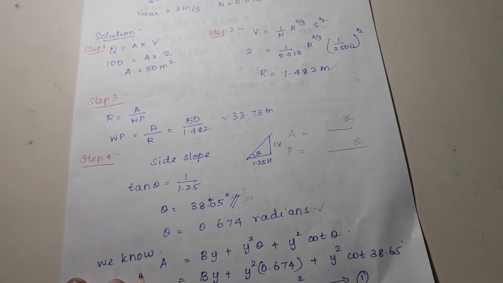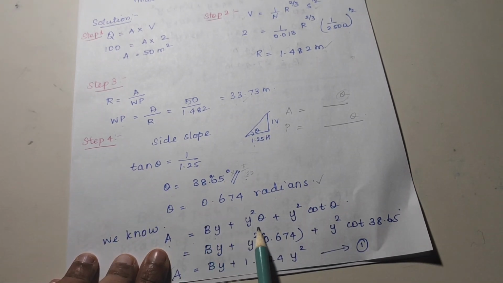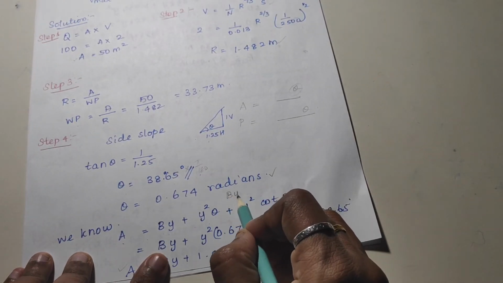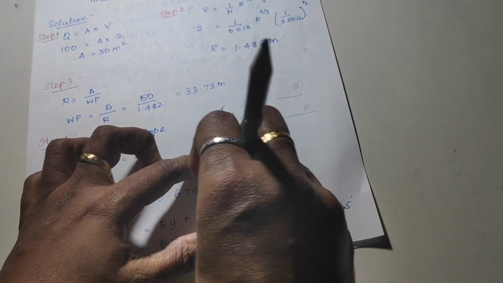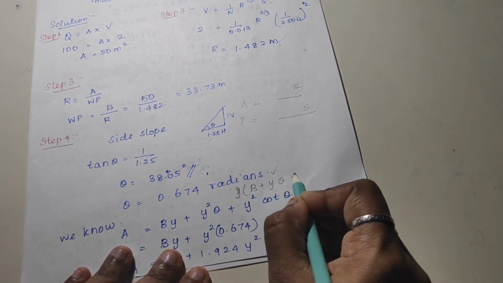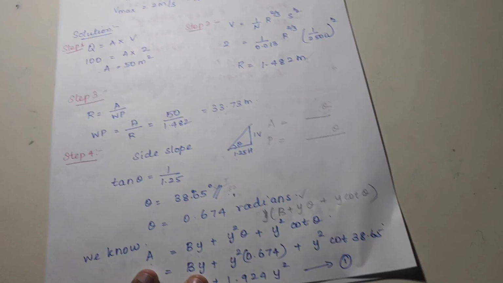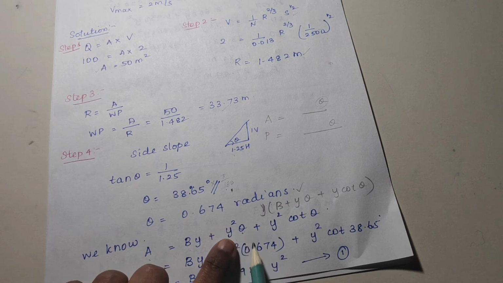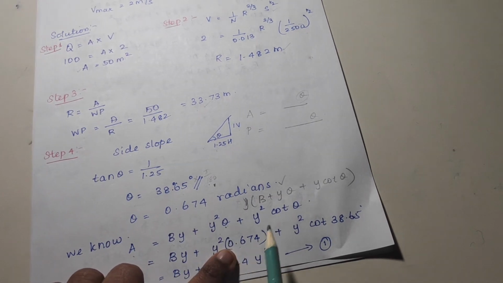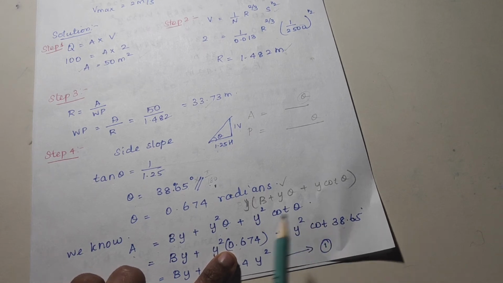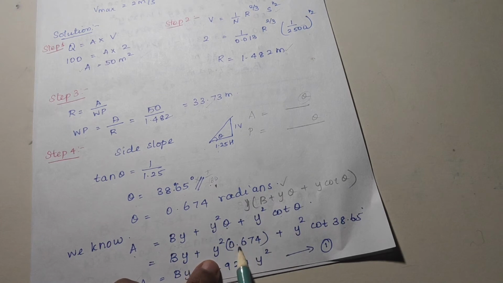of radians. So we know area is equal to by plus y square theta plus y square cot theta, or you can write it as y into b plus y theta plus y cot theta. Okay, so we know theta. As the theta is alone, you have to substitute in terms of radians. Okay, if it is joined with the trigonometry functions, you can substitute in terms of degree. So by plus y square into theta in radians plus y square into cot 38 degree 65.